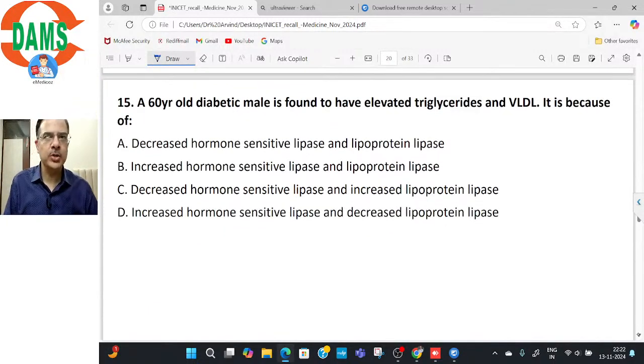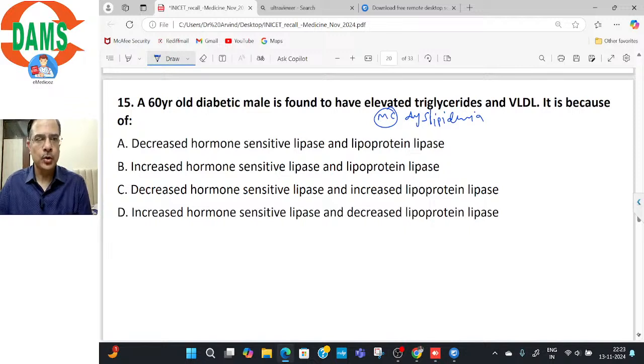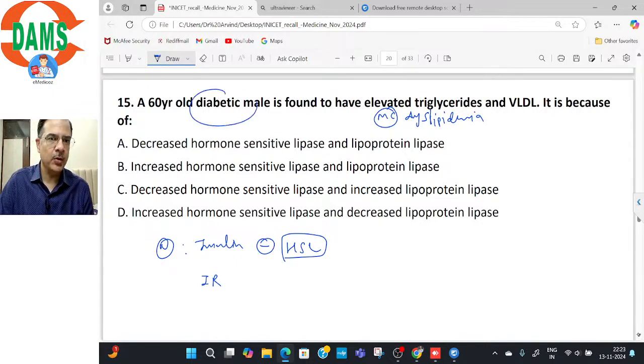Okay. Now question number 15. Though it is a biochemistry question: a diabetes patient having elevated triglyceride and VLDL. Elevated triglyceride is the most common dyslipidemia of diabetes. Normally, insulin inhibits hormone sensitive lipase. That is a property of insulin. So if there is insulin resistance, which is obvious in a 60-year-old diabetes patient, most likely type 2 diabetes, hormone sensitive lipase activity will increase.